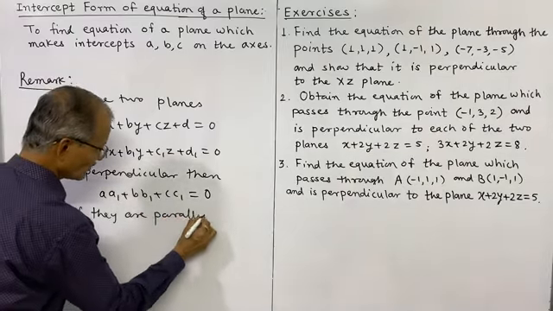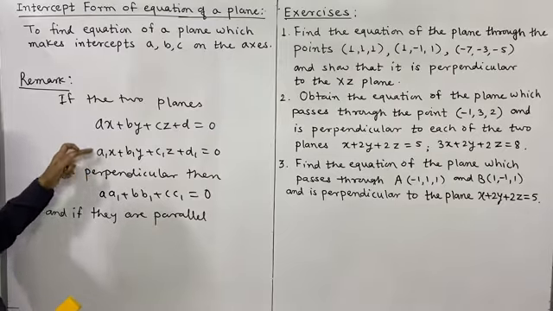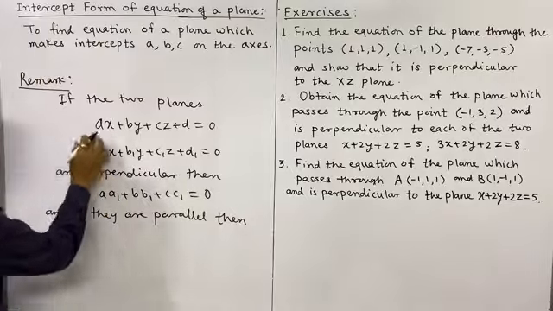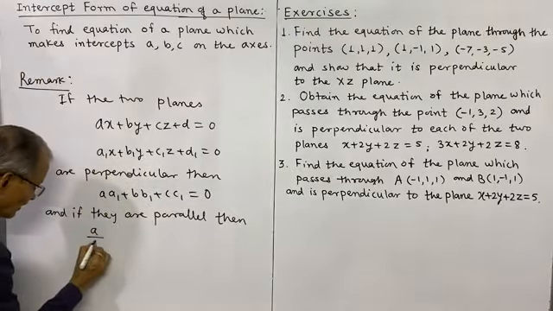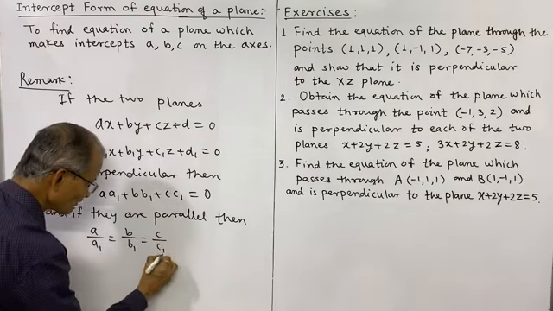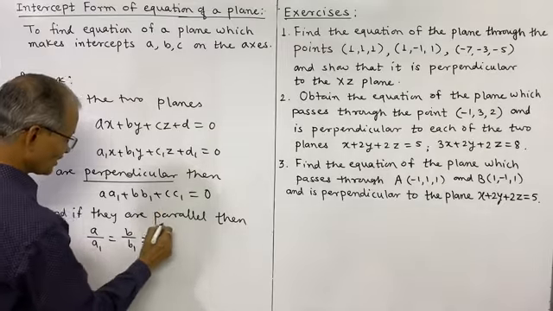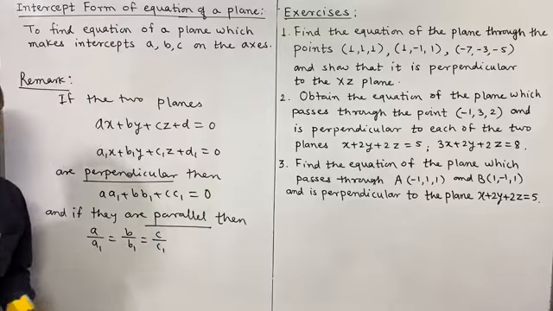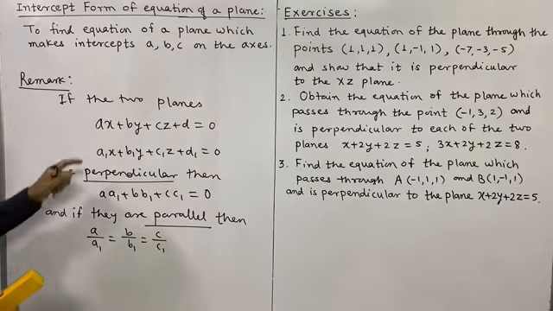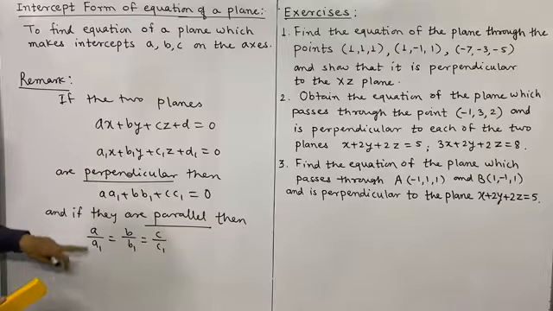then what is the relation between the DRS of two parallel lines? Then these will be in proportion. Then a upon a1 is equal to b upon b1 is equal to c upon c1. So these are the conditions for perpendicularity and parallelism for the two planes, from the relation of the angle between the two planes.